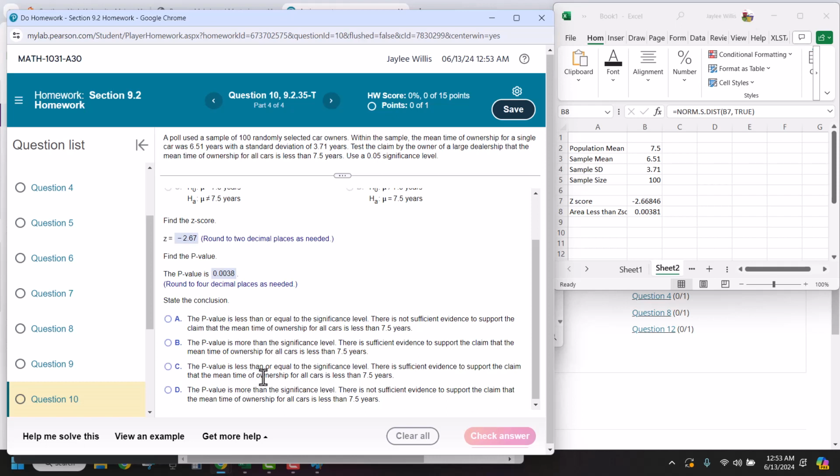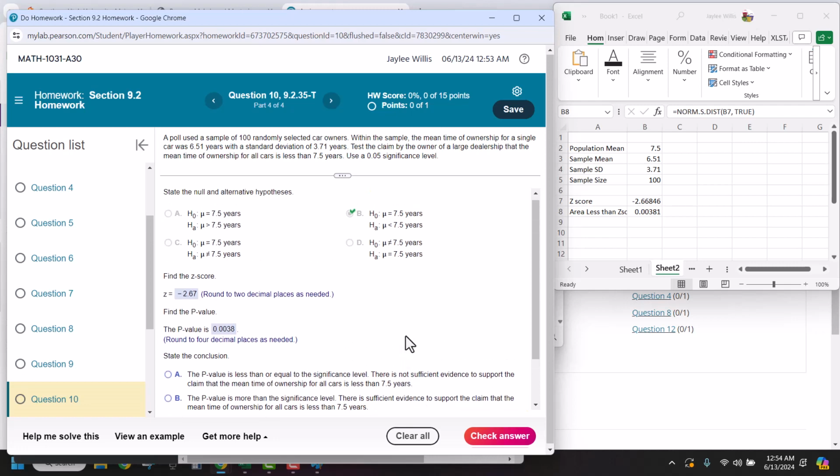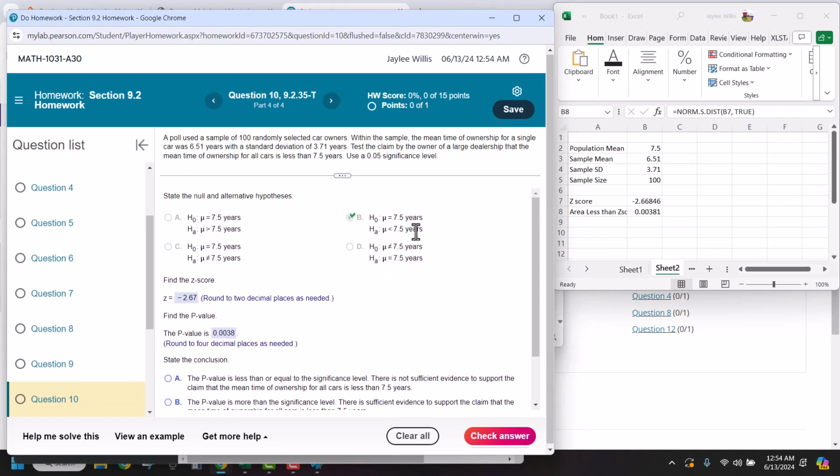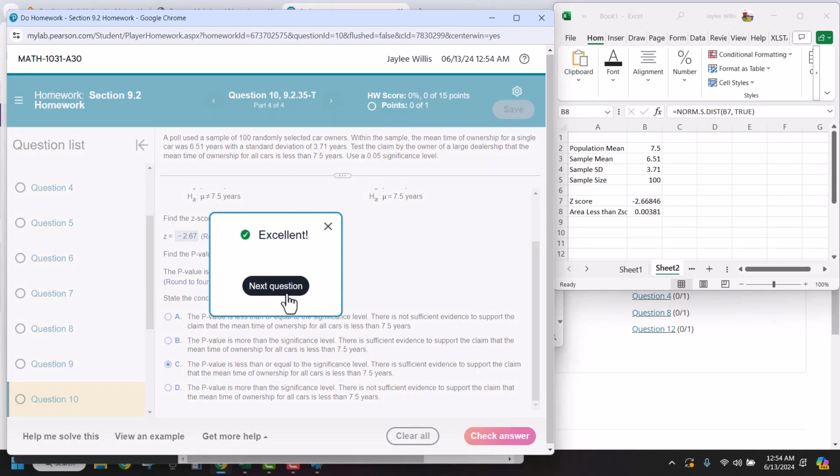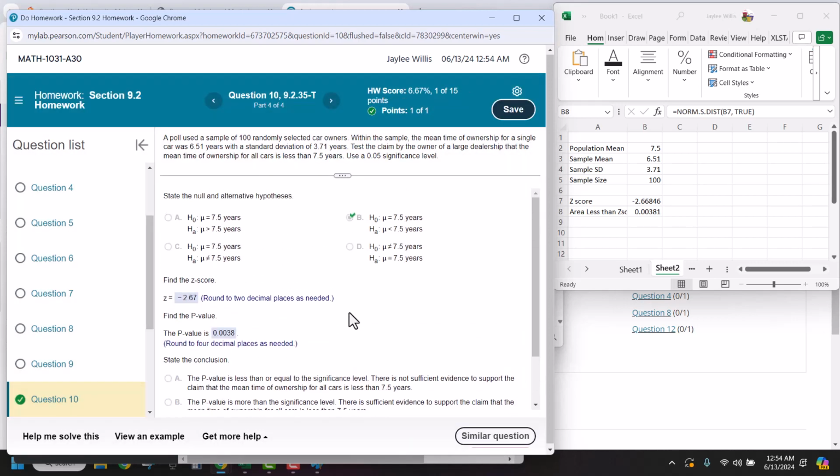that there is sufficient evidence, because our alternative hypothesis is that the mean time is less than 7.5. And so that's the conclusion we would make. We would reject the null hypothesis, and we would have evidence to support the alternative hypothesis. So that's how you would do this problem.